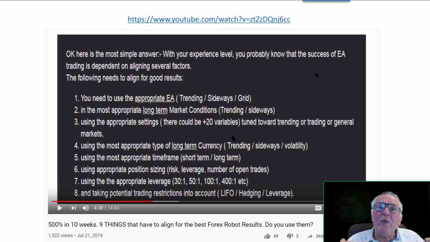You need to use the appropriate currency that will perform well in the type of market that you've chosen to trade. You must use the correct time frame. You must use the correct position sizing or lot sizing relative to the leverage and risk that you're prepared to take. And you must have an account with appropriate leverage for the type of trading that you're going to be doing. Also, you must use an account that doesn't have restrictions, like certain US traders cannot trade certain of the techniques because there's hedging and FIFO problems involved. So you must use an account with no restrictions that won't impede the technique that you're going to be using.